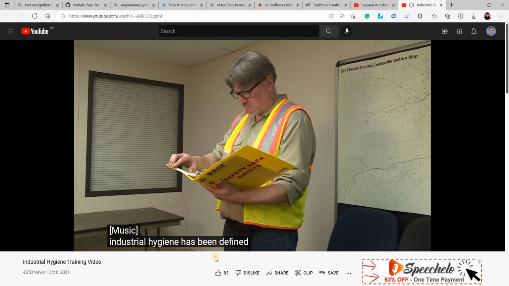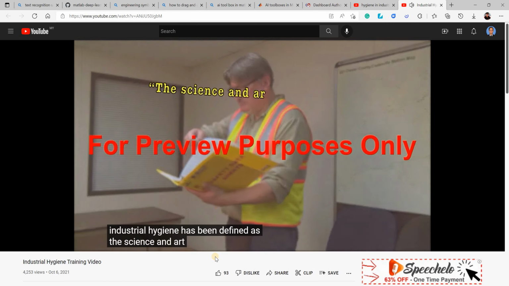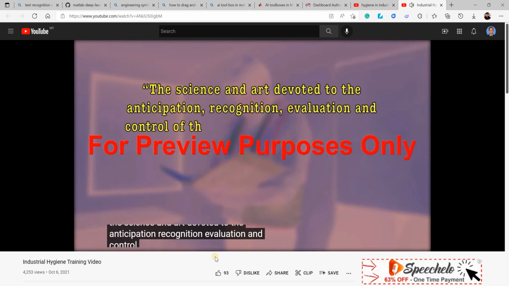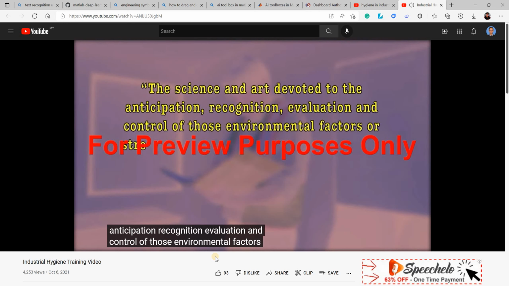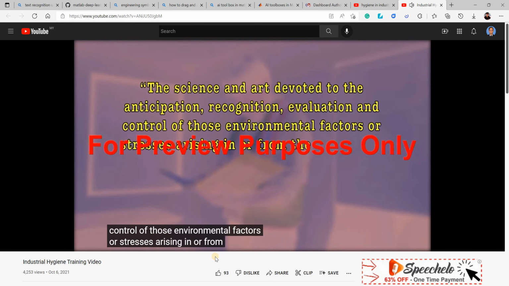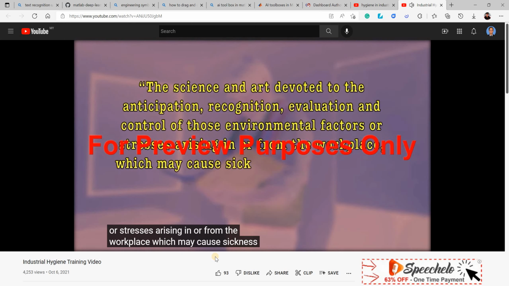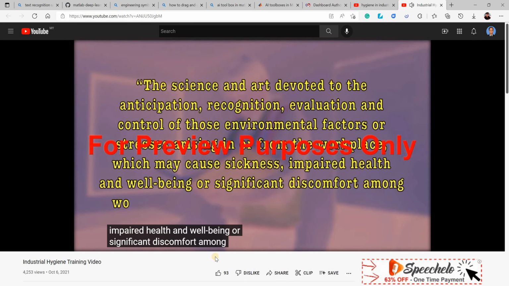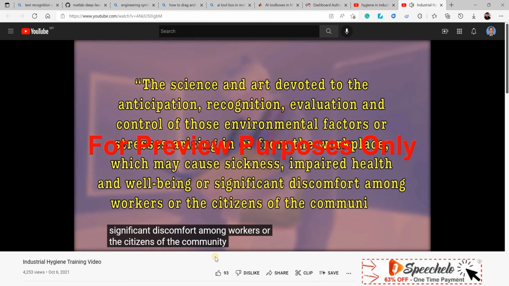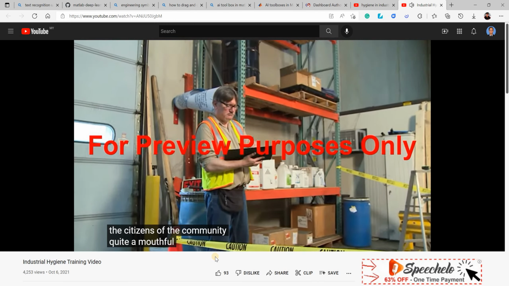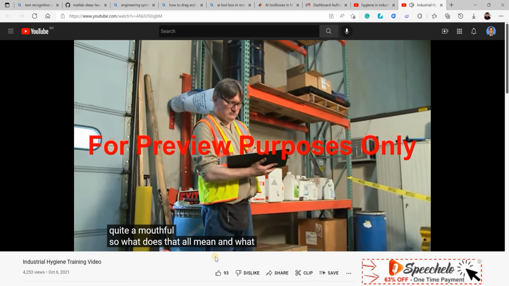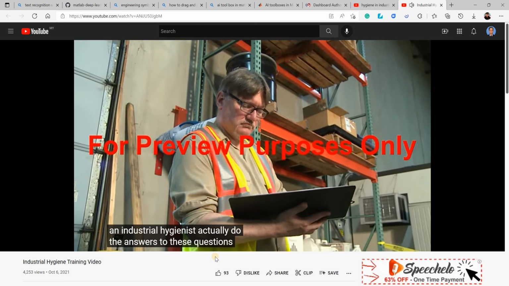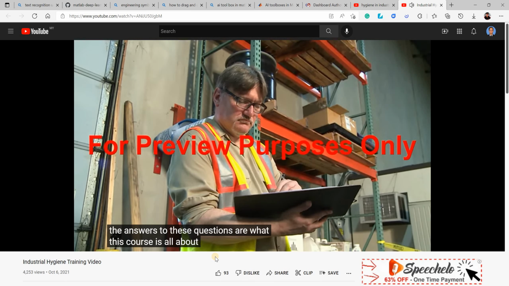Industrial hygiene has been defined as the science and art devoted to the anticipation, recognition, evaluation, and control of those environmental factors or stresses arising in or from the workplace, which may cause sickness, impaired health and well-being, or significant discomfort among workers or the citizens of the community. Quite a mouthful. So what does that all mean, and what does an industrial hygienist actually do? The answers to these questions are what this course is all about.